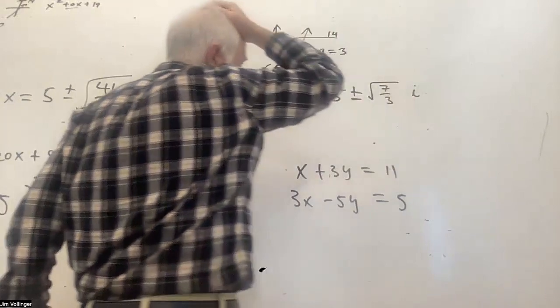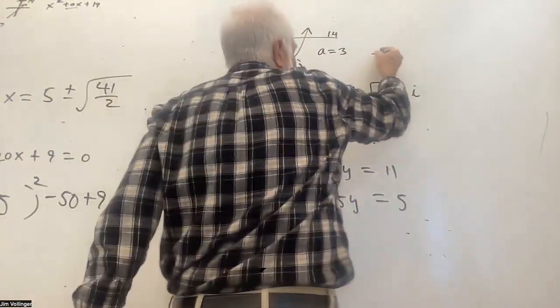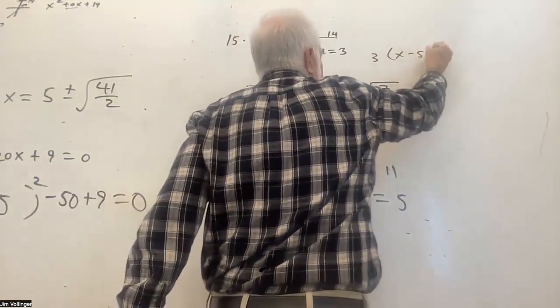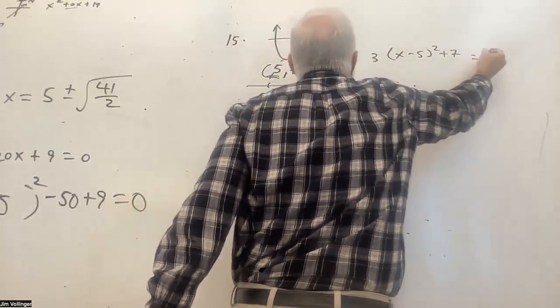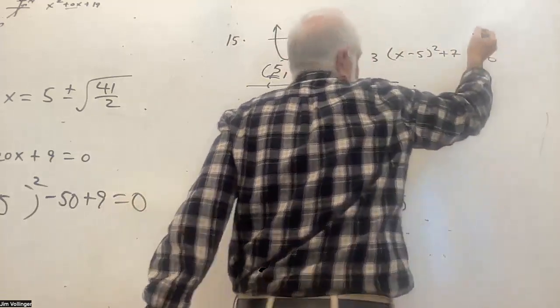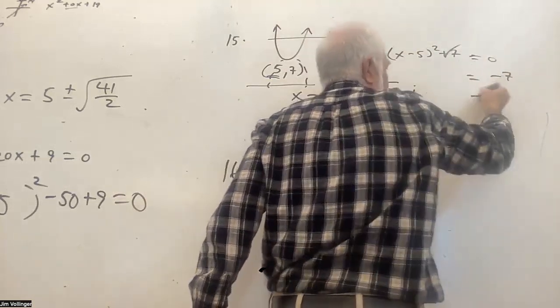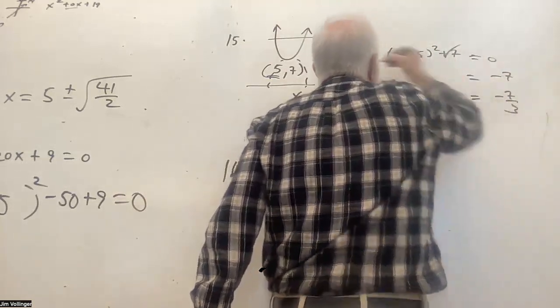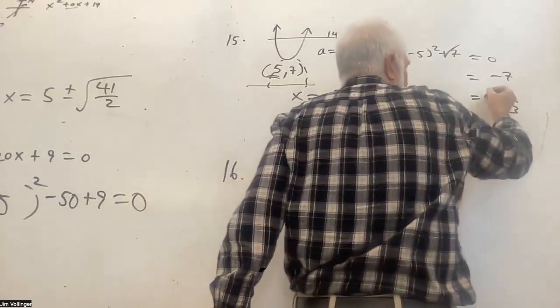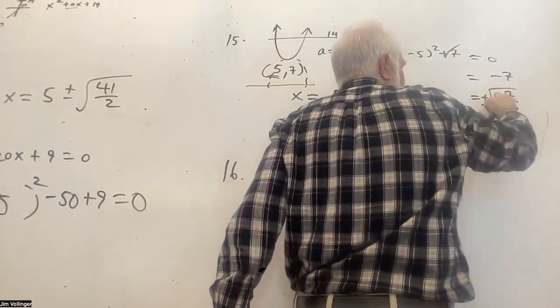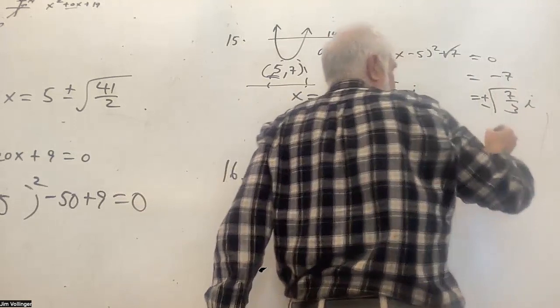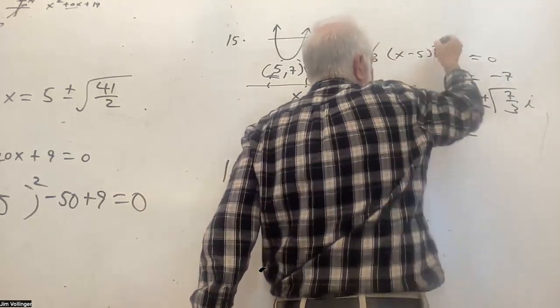So how can you do that quickly? Well, you put it in graphing form. 3(x minus 5) squared plus 7 equals 0. Okay, so what do we got? We got a minus 7. We got to divide by 3. We got to take the square root plus minus. And as soon as you do that, the minus sign goes outside, imaginary. And then you got to measure from 5.